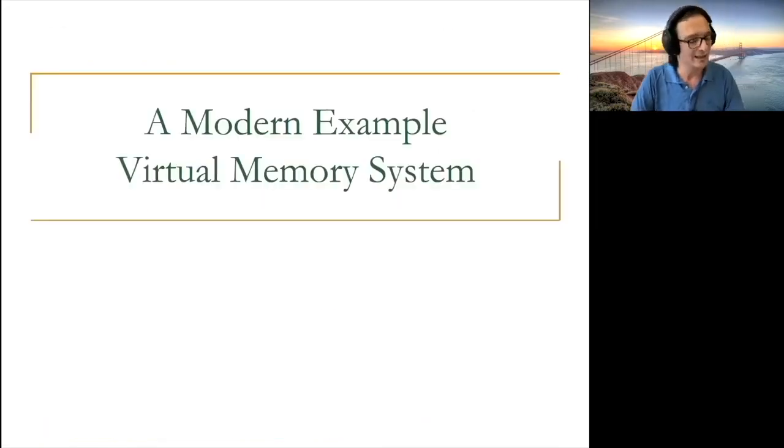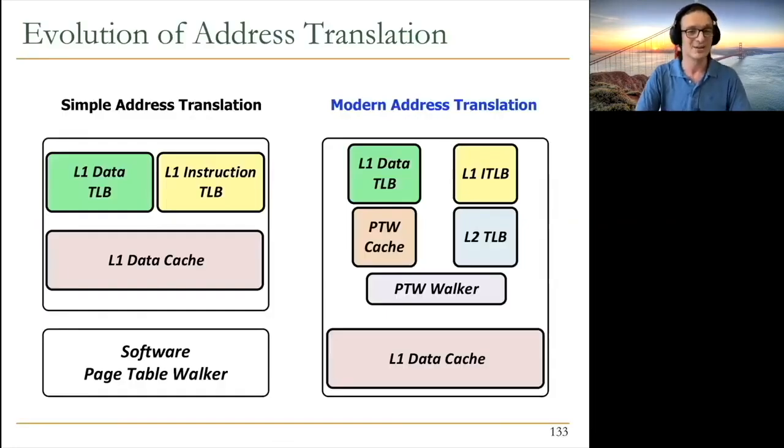Let me now quickly go over a modern virtual memory system in Intel Skylake, and then we're going to transition to the epilogue part. Address translation has evolved a lot. This is simple address translation in earlier systems. You have an L1 data TLB, an L1 instruction TLB, and the L1 data cache, which is not part of your translation system, but usually you access it concurrently as we discussed. And then there's a software page table walker like MIPS.